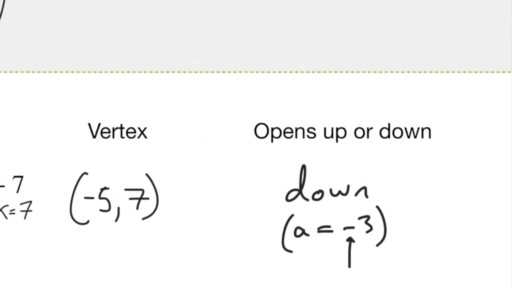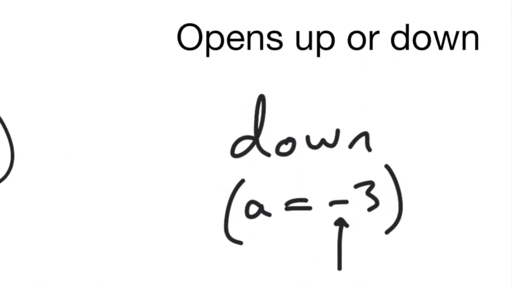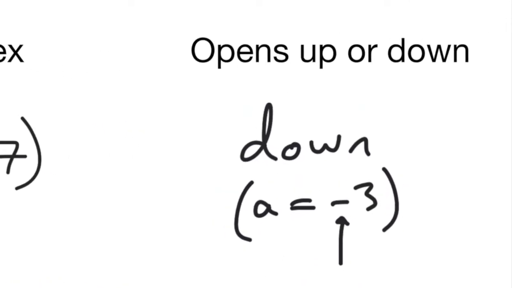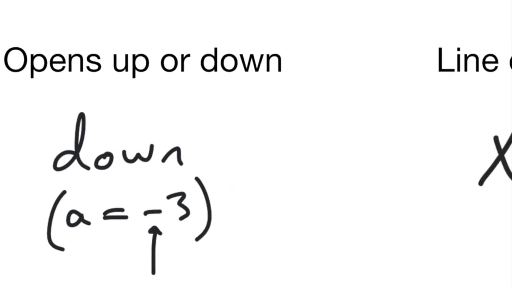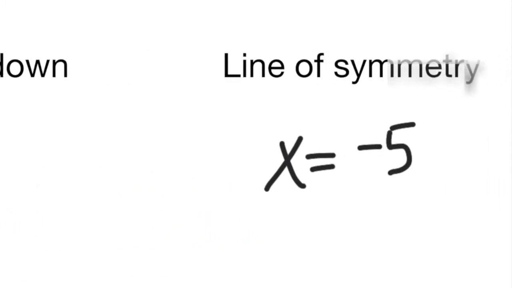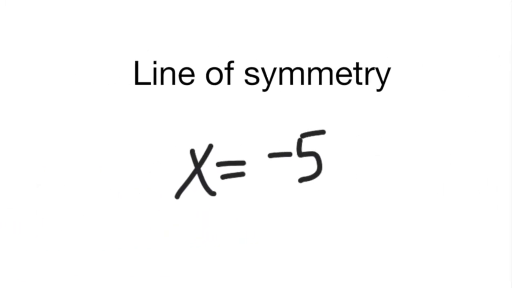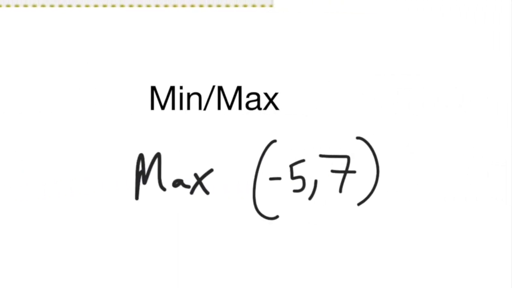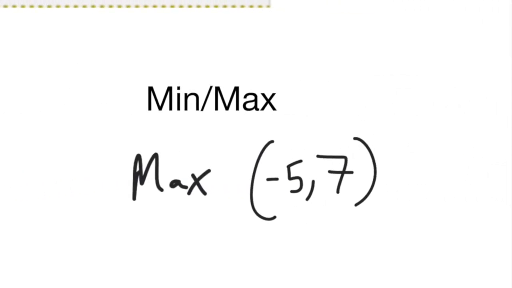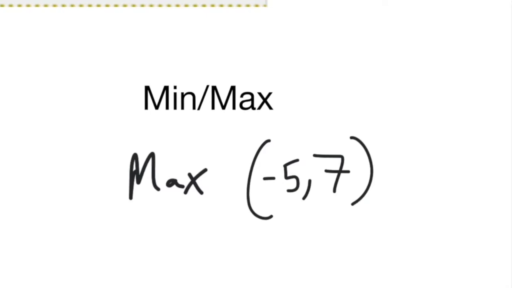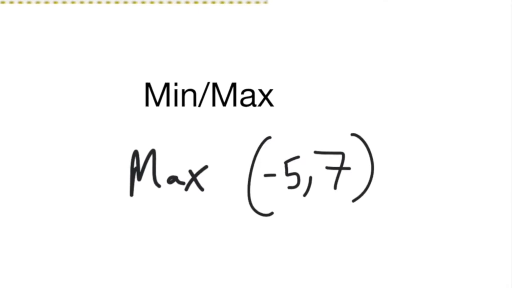It opens down. Look at that. The a value is negative 3. So because it's negative, it opens downward, like an N, not a U. The line of symmetry got shifted over to negative 5. And the maximum, well, it's not going to be a minimum anymore. It's a maximum. The top of the N, the top of the downward-facing parabola, is going to be negative 5, 7. Let's jump to Desmos to verify.